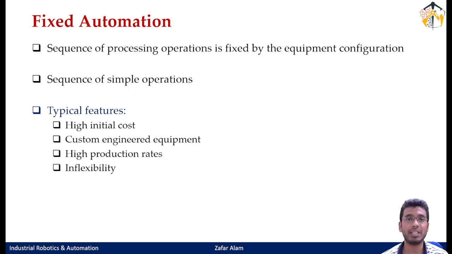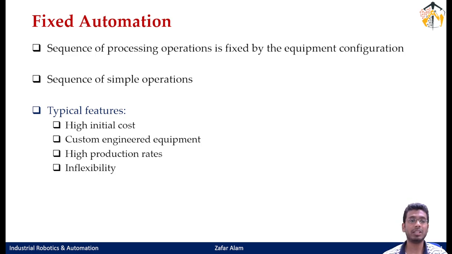For example, if there is a pick and drop system, then that system is only doing one operation: picking up an object from one place and dropping it, and it is doing it over and over again, and only that system is doing it, for the maximum number of operations that you can get in a minimum amount of time. So these are generally for large scale production.